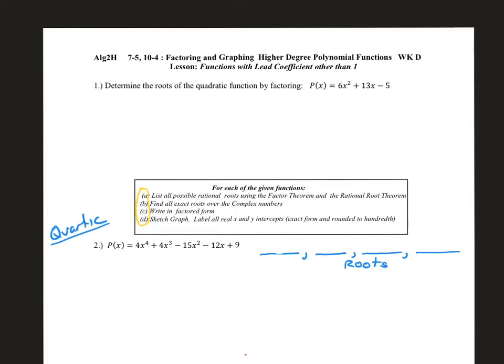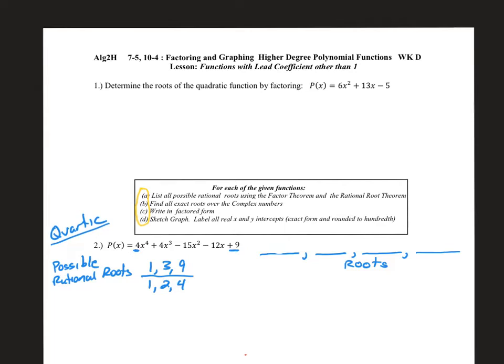All right. So what we're going to do is take the factors of my constant, which is 9, and then divide those by all the factors of my leading coefficient, which is 4. So what are the factors of 9? 1, 3, and 9. What are the factors of 4? 1, 2, and 4.